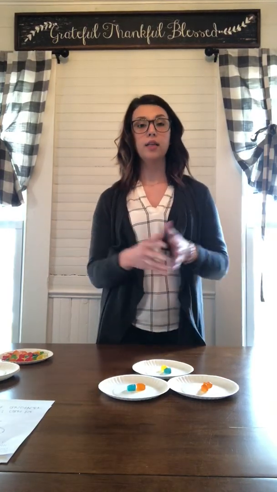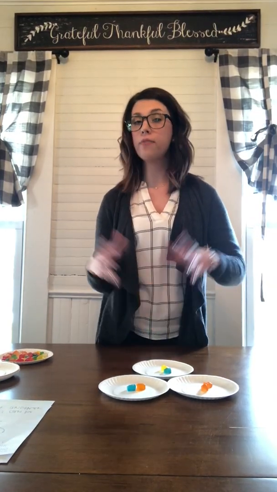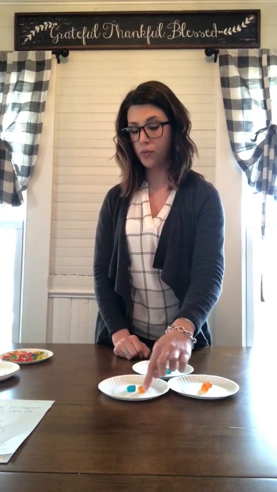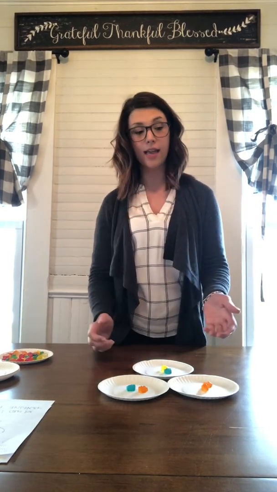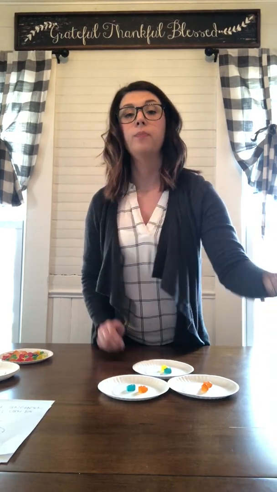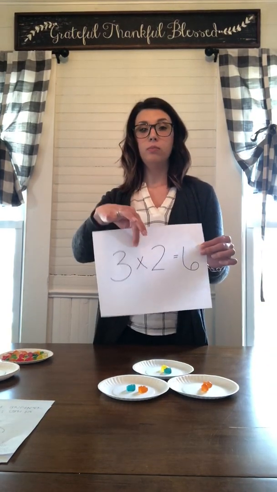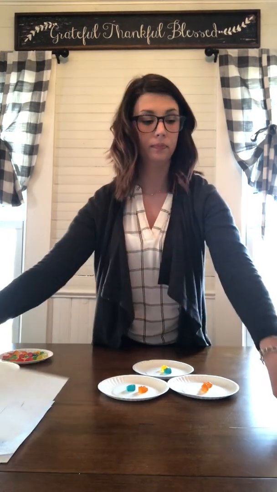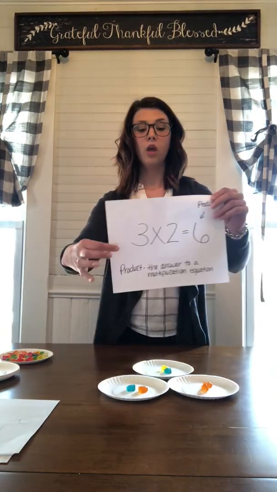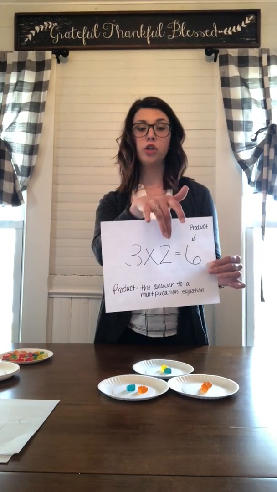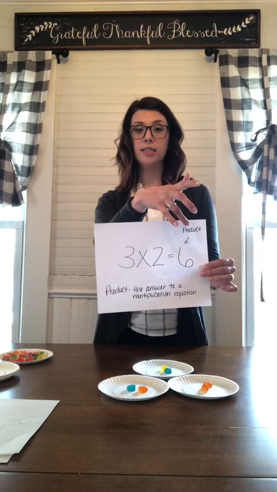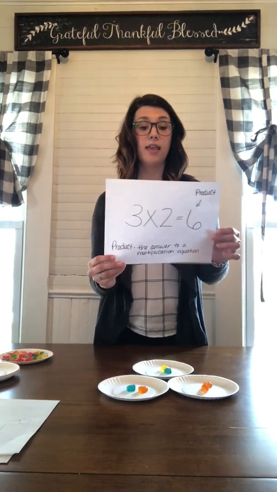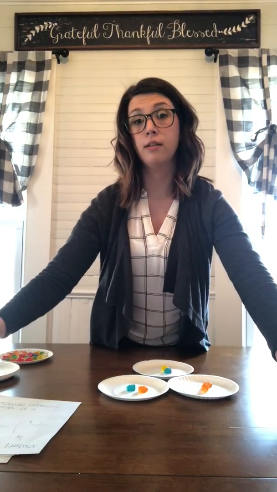Now as a whole class, we're going to count all of the gummy bears that we have in total. So we have 1, 2, 3, 4, 5, 6. So therefore, 3 times 2 equals 6. 6 is the product. The product is the answer to a multiplication equation.